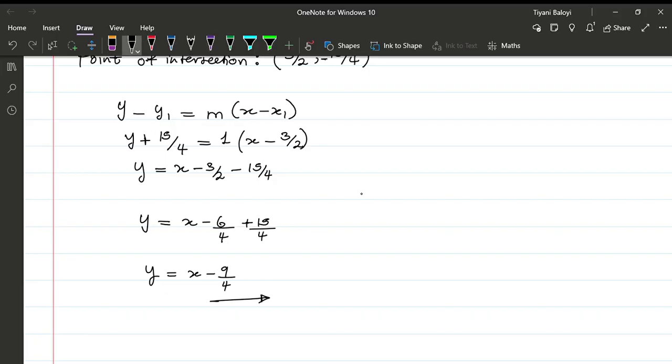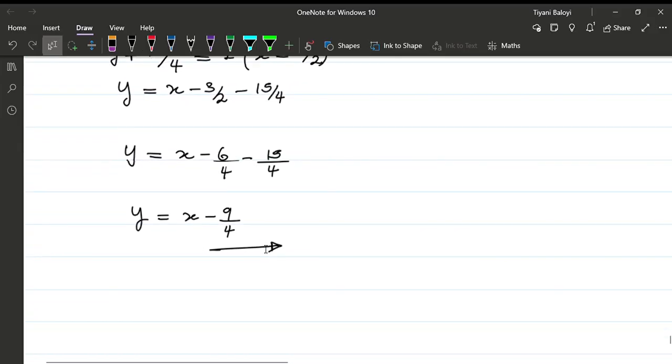So now this will change. It will just be 21 actually, I think. 6 over 4 and 15 over 4, yes, should give you 21 over 4. So this will be 21 over 4.